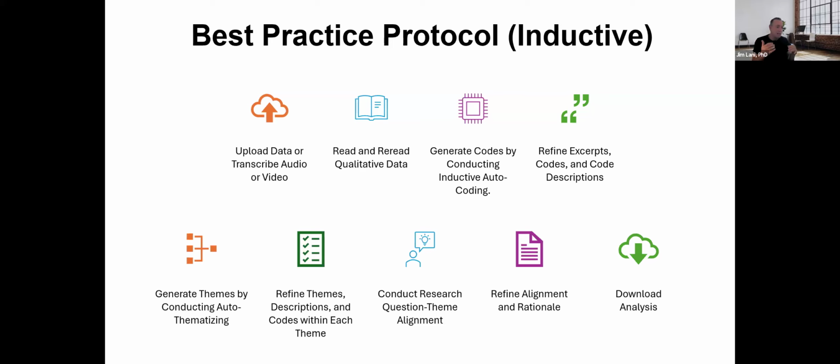There's the next process of generating themes. This is really answering a few questions. Which codes go together? And then what is the theme name and theme description? That's happening in this thematizing functionality. Then there's a refining of themes. That should happen.